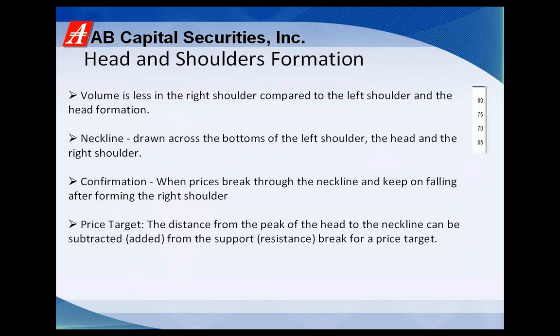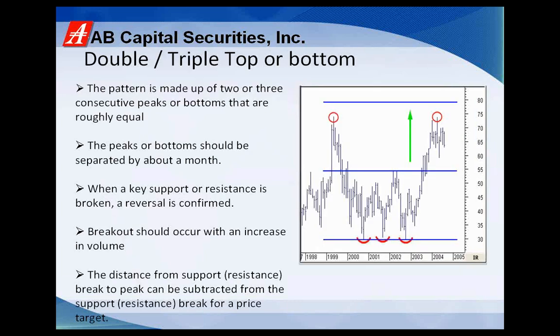We also have the double top or bottom or triple top or bottom, which basically is a pattern made up of 2 or 3 consecutive peaks or bottoms. Normally these are separated by at least a month in terms of time frame. The confirmation would happen upon breakout of a key support or resistance, meaning it's usually a trading range, and the breakout target would be the height of the double top or triple top or bottom, whatever the case would be.